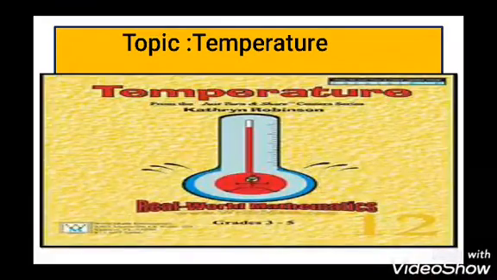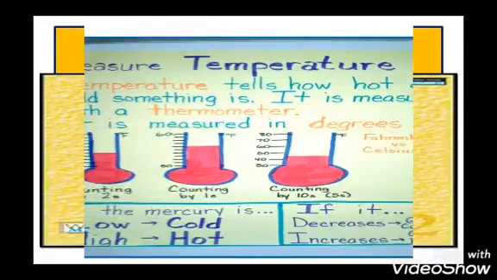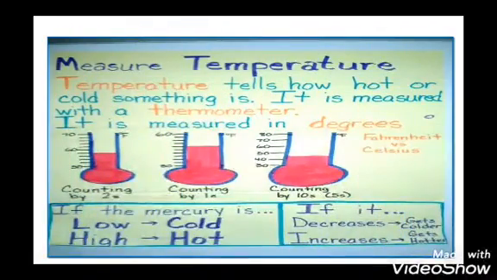Now let us understand temperature. So what is temperature? Temperature tells how hot or cold something is. It is measured with a thermometer. It is measured in degree Celsius or degree Fahrenheit. If the mercury is low, then it is cold. If the mercury is high, it is hot. If it decreases, it gets colder. If it increases, it gets hotter. So this is the rise of mercury that is depicted by the red mark.